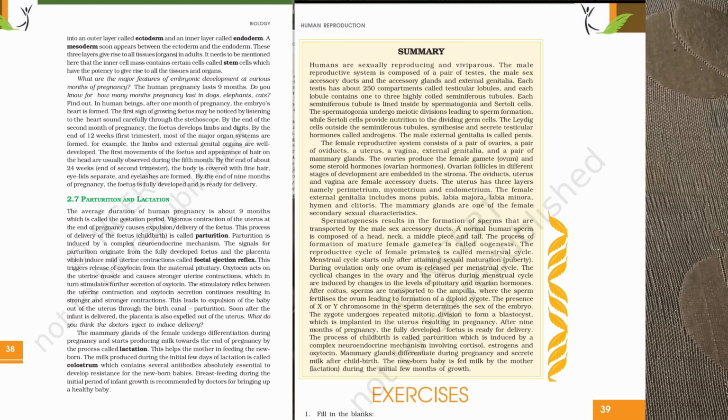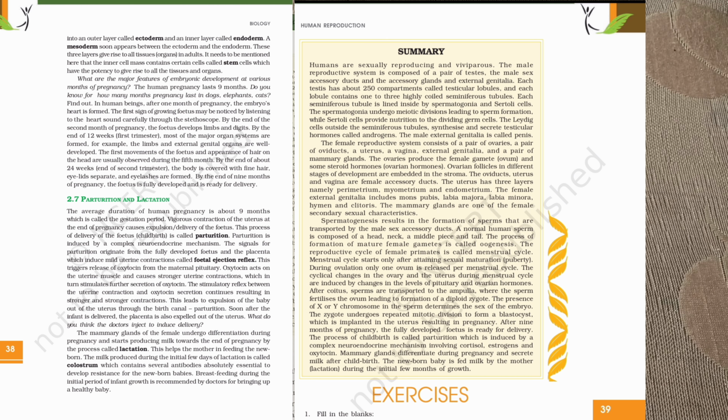Immediately after implantation, the inner cell mass of the embryo differentiates into an outer layer called ectoderm and an inner layer called the endoderm, and a mesoderm soon appears between the ectoderm and the endoderm. These three layers give rise to all tissues and organs in adults. It needs to be mentioned here that the inner cell mass contains certain cells called stem cells, which have the potency to give rise to all the tissues and organs.